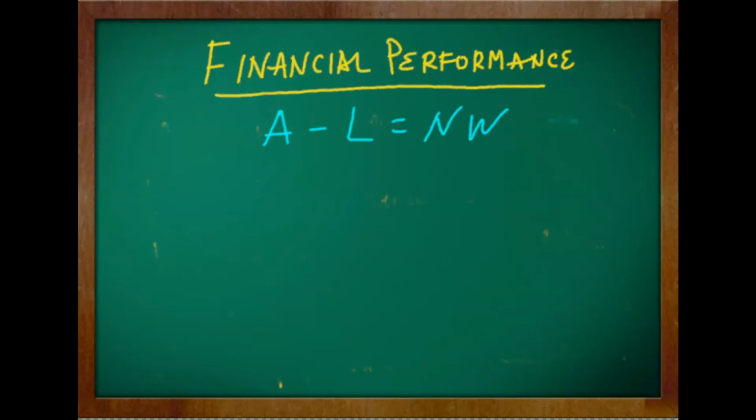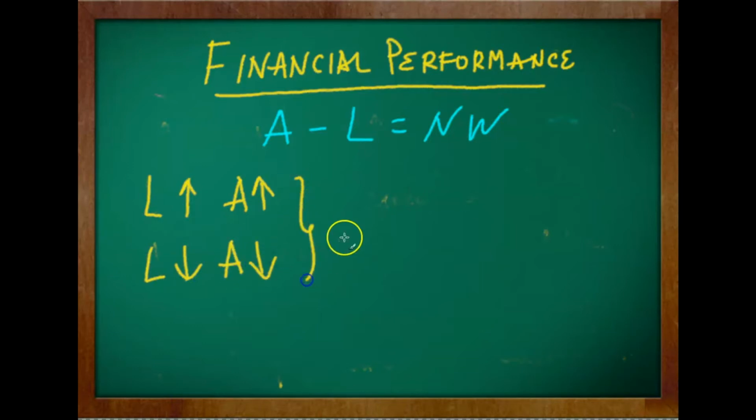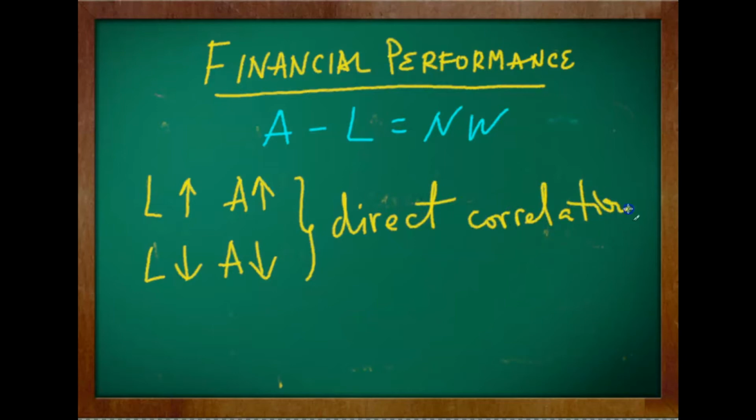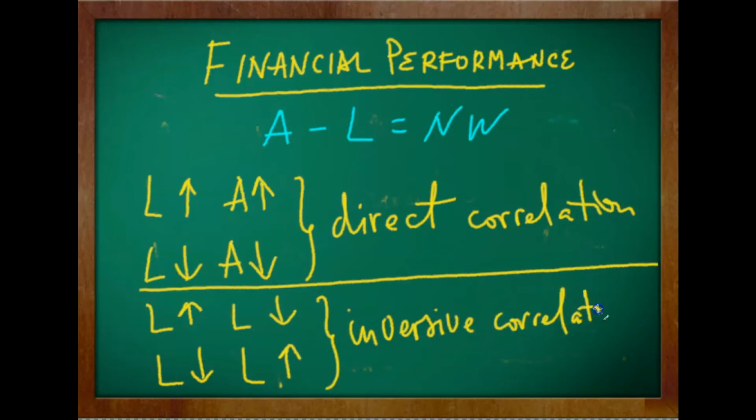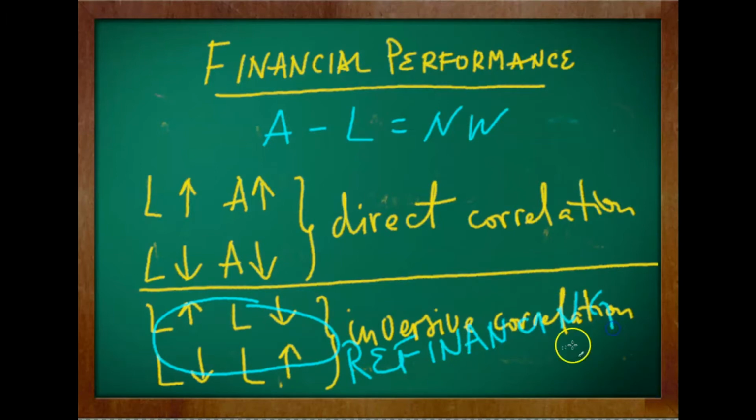Similarly with liability. When it goes up, an asset goes up, thus total liabilities and equity go up. When it goes down, an asset goes down, thus total liabilities and equity go down. Direct correlation. When one liability goes up, another liability goes down. When a liability goes down, another liability goes up. Inverse correlation. The change of one liability with another is called refinancing.